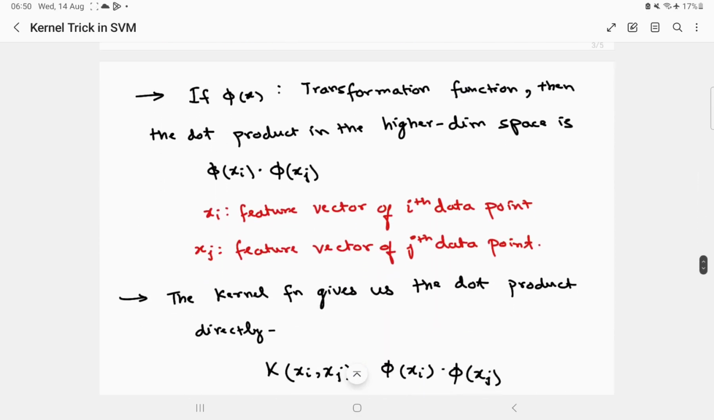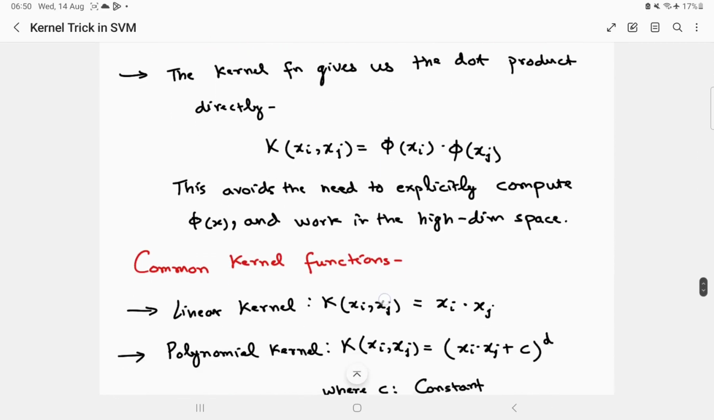And if phi of x is the transformation function, then the dot product in the higher dimensional space is phi of xi dot with the phi of xj. And just for your clarity, when I say xi, it means the feature vector of the ith data point, and xj refers to the feature vector of the jth data point. And the kernel function gives you the dot product directly.